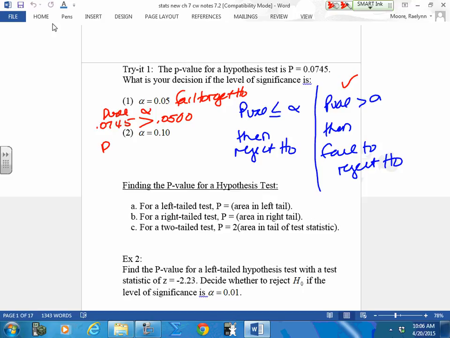Check again. P-val, level of significance. We didn't change the p-val. All they did was change your level of significance. Fill it with two zeros. Drop the decimal. Is our p-val always going to be four decimals? It's the area under your curve, so technically yes. Is 745 greater than or less than or equal to 1,000? Less than or equal to.